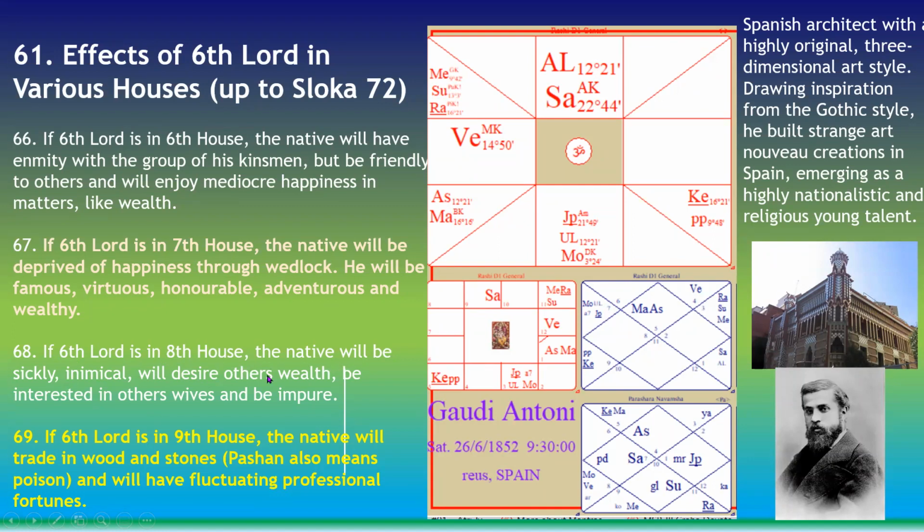So the sixth lord in the eighth, he will be all these. Then if the sixth lord is in the ninth house, the native will trade in wood, stones, passion also means poison, and will have fluctuating professional fortunes. Now, everybody recognizes Gaudi, the Spanish architect, absolutely massive. If you go to Barcelona, his Sagrada Familia is still being built, still being renovated, they've run out of money. Absolutely monumental.